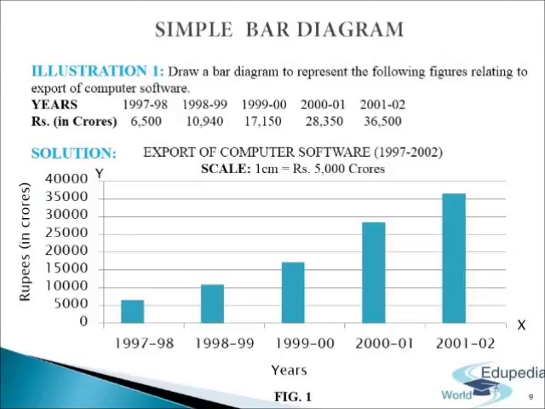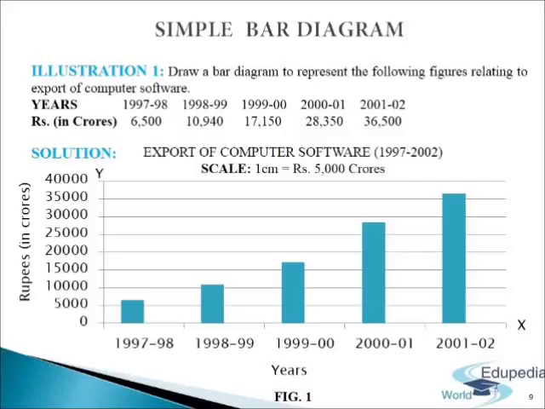We can understand the simple bar diagram with the help of the following illustration, that is, draw a bar diagram to represent the following figures relating to export of computer software. Data is given. According to it, we will prepare a diagram. In the title, we will write the export of computer software from 1997 to 2002. We will write the scale, that is 1 centimeter equals 5,000 crores.